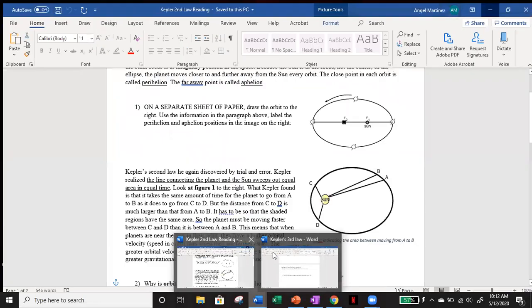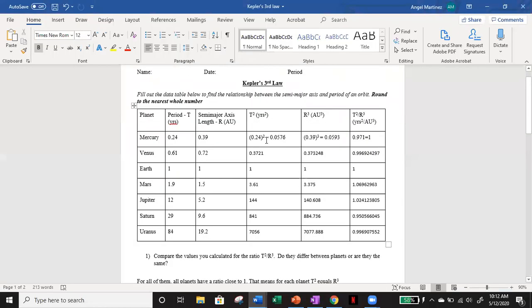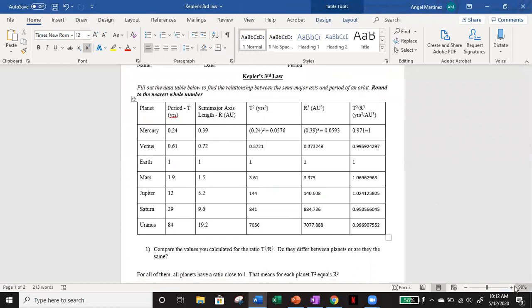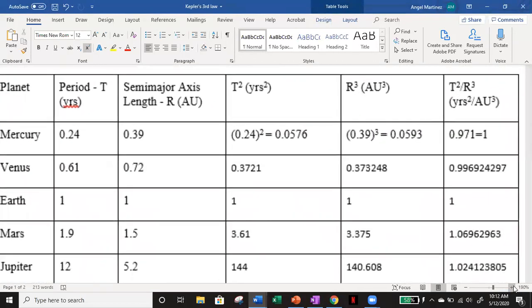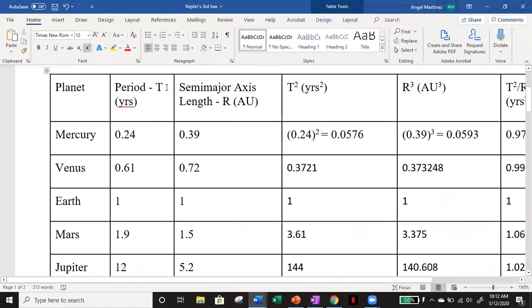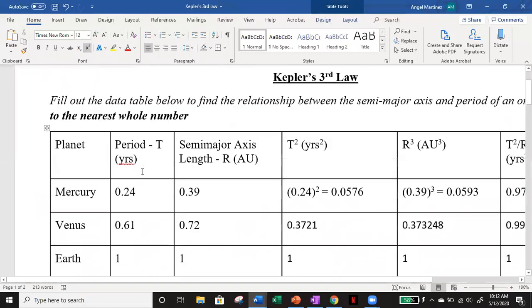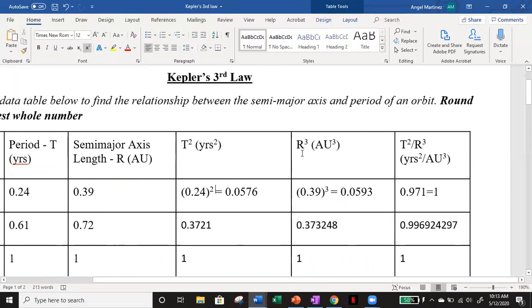So you can calculate this. Let's show Kepler's third law. Let me zoom in. We did this table previously. Let's look at Mercury. We had a planet, its period is 0.24, semi-major axis length is 0.39. I remember we did this table, so we had T to the power 2, 0.24 to the power 2. We got 0.0576. Then we took the R, 0.39, and took it to the power of 3. We got 0.0593.